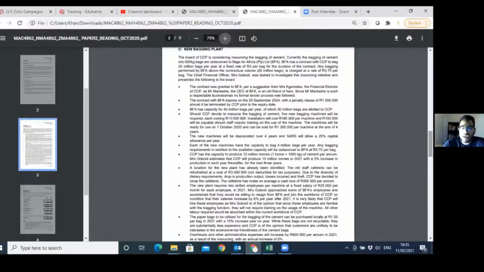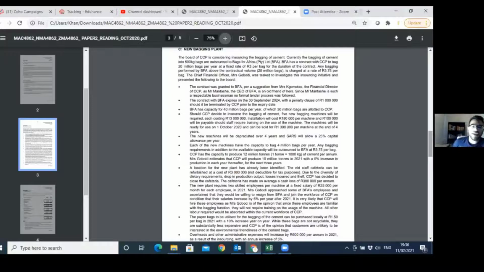Ms. Gobodi approached some of BFA's employees and ascertained that they would be willing to resign from BFA and join the workforce of CCP on condition that their salaries increase by 6% per year after 2021. So from 2022, you increase by 6%. It is very likely that CCP will hire these employees, as Mrs. Gobodi is of the opinion that since these employees are familiar with the bagging function, they will not require training on the usage of the machine. All other labor required would be absorbed within the current workforce of CCP.